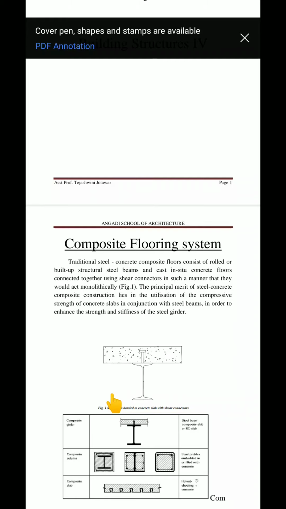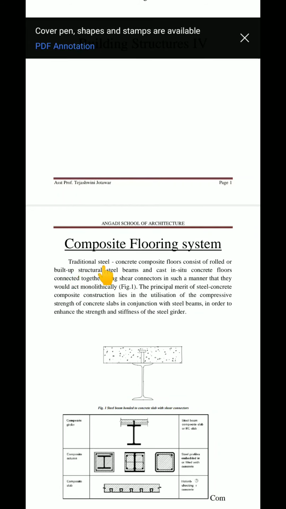Steel, in the sense, does not represent only the reinforcement provided in the concrete. In general, concrete is referred to as reinforced cement concrete. But when I provide a reinforced cement concrete slab supported by a steel rolled section or I-section beams, then I can call it a composite flooring system.